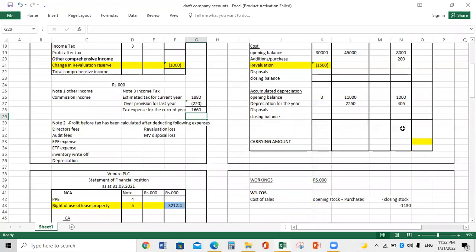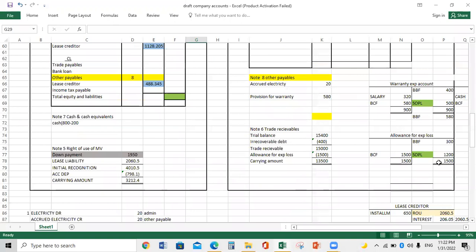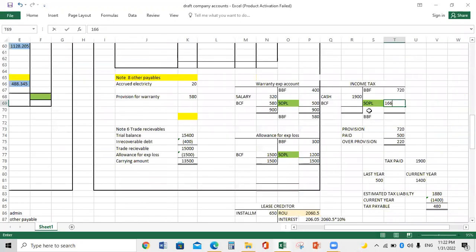So that's 1,660. If you put 1,660 in the ledger, you will get the same 480. We'll see whether we are getting the same 480. See, we got the same thing, 480. That is the tax payable. Go and record it. It's a liability. Income tax payable, 480,000.